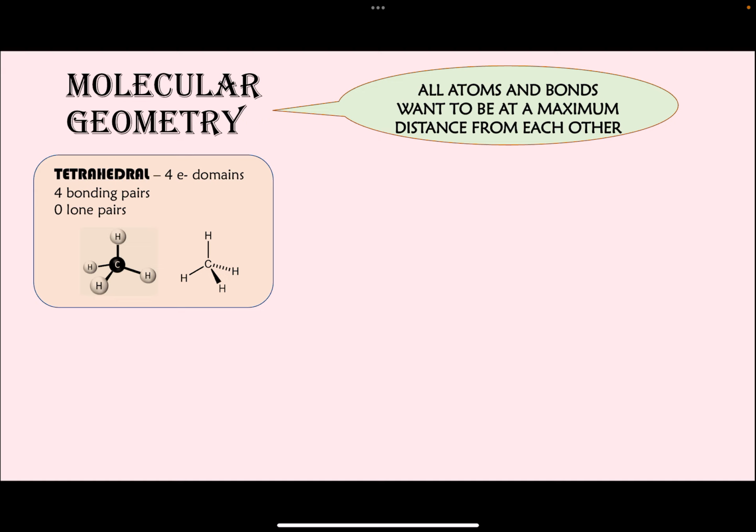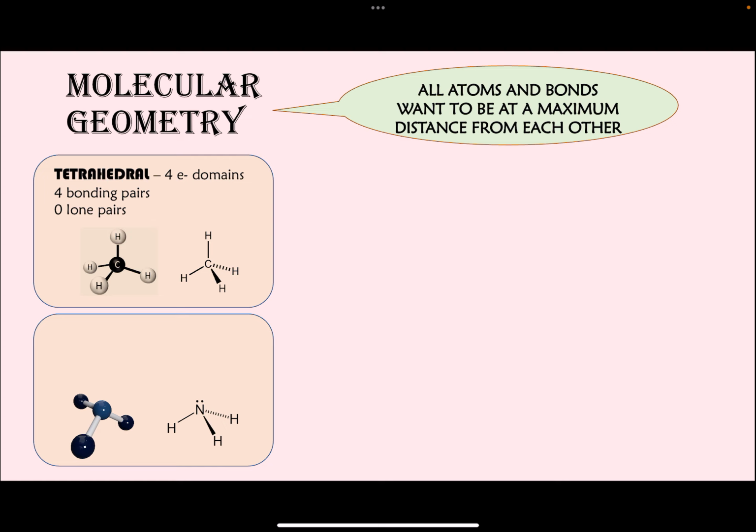We have a tetrahedral geometry for a molecule whenever we have 4 electron domains. Electron domains means all of the places on the central atom that are occupied by either a bond or a lone pair. The maximum number of electron domains that we have is 4. In this case, all 4 electron domains are used and all 4 of them have bonds. There are no lone pairs. So whenever all 4 electron domains have bonds and there are no lone pairs, we have a tetrahedral geometry.